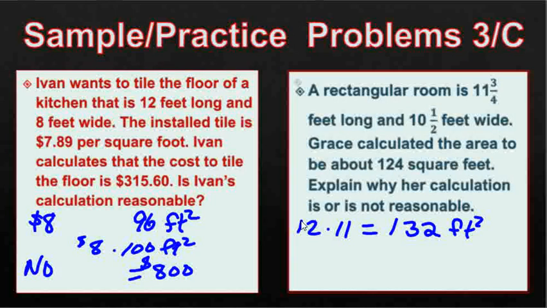Well, since we bumped up both of the dimensions, we would say that yes, her answer is about reasonable, because right now, just by estimating it, we are only 8 square feet away, but we bumped both dimensions up. So the actual one will be a little bit less than 132. So that's why her calculation is reasonable.